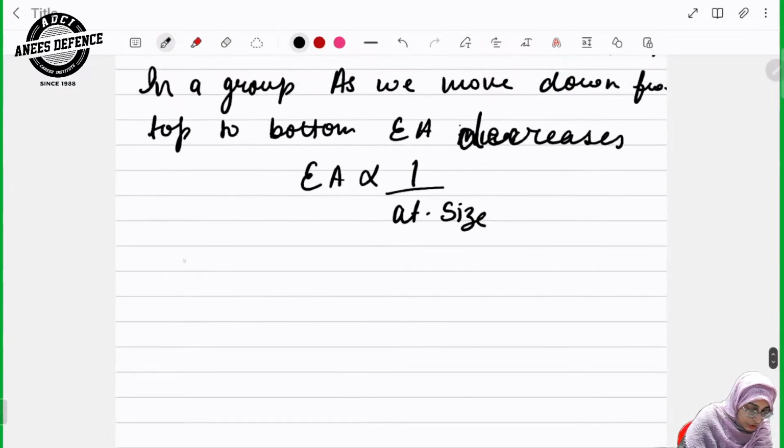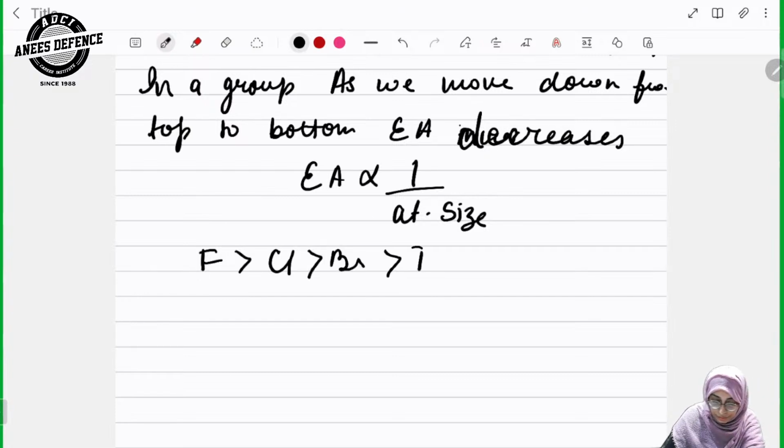If we see the sequence of electron affinity in the halogen group, what we will observe is that the element which has the most electron affinity is what? Fluorine. Then chlorine, then bromine, then iodine. Right? But it is not like this.